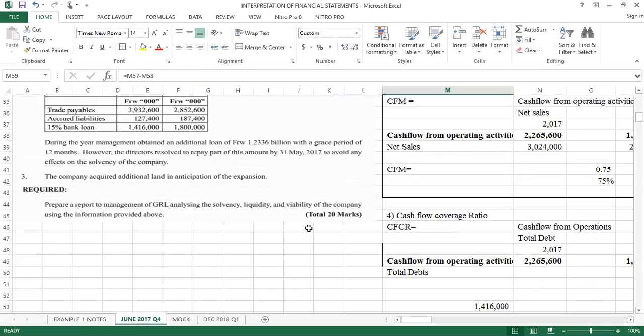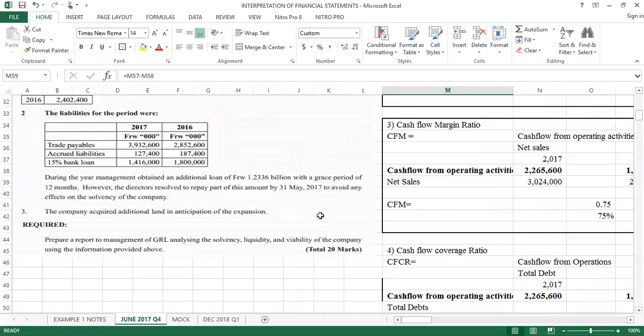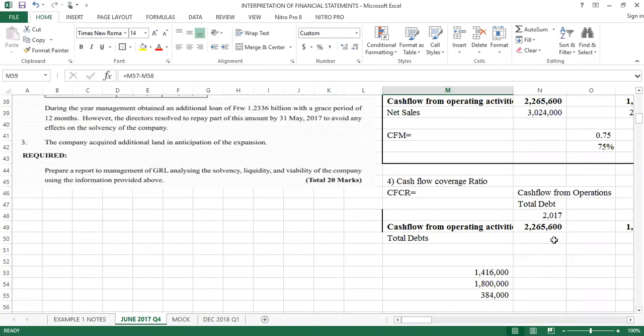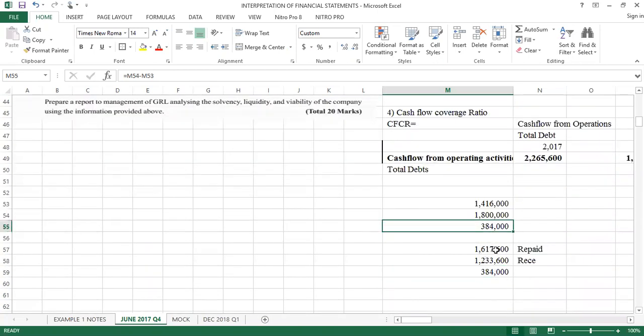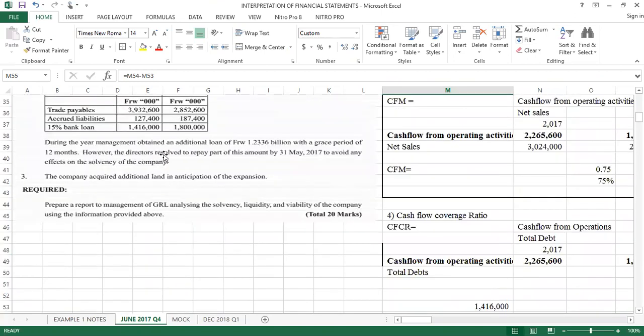And then if we come here, we are getting the difference between this and that. The difference between this and that gives you how much? 384. It means this new loan was included there. That is what I was confirming.